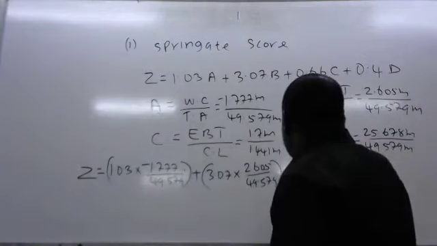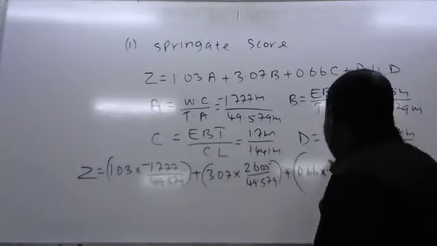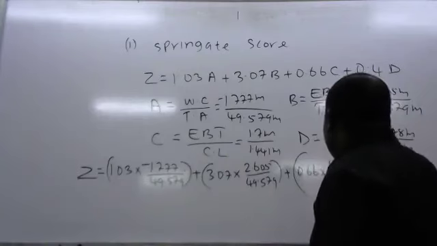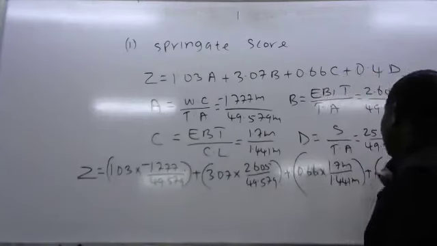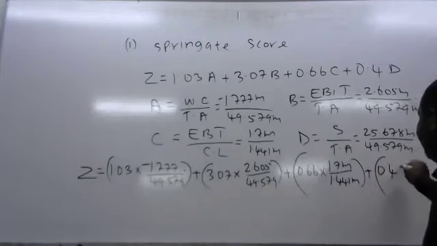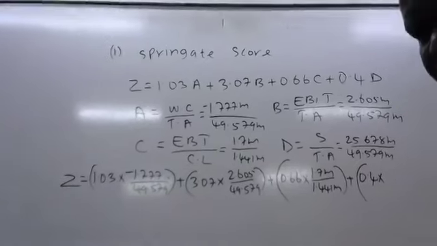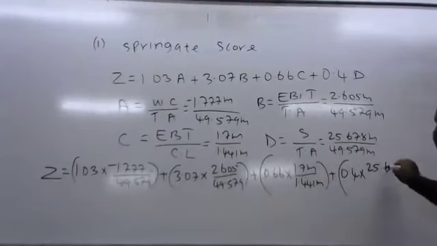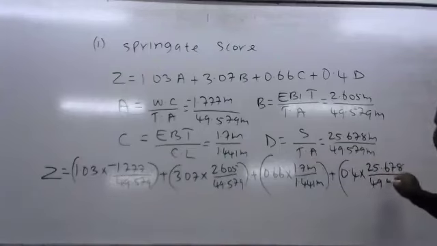Then we also add 0.666 multiplied by C, which is 1.7 million divided by 1.441 million. Then finally, we go to the last one, which is D, which is 0.4D. We have already specified D. D is meant to be 25.678, also divided by 49.579.